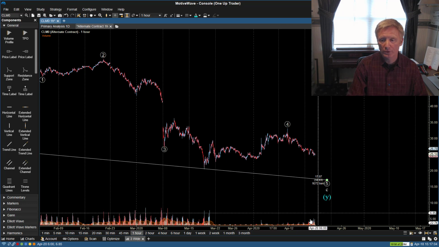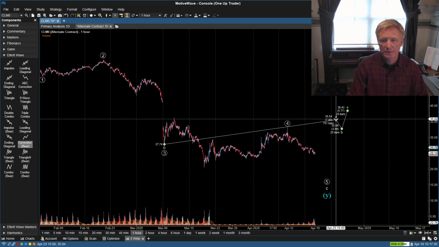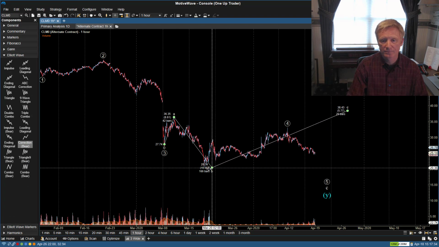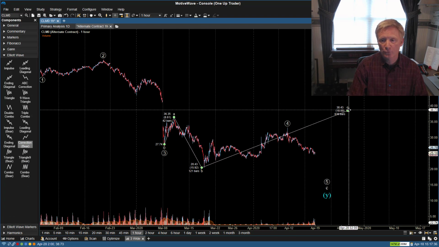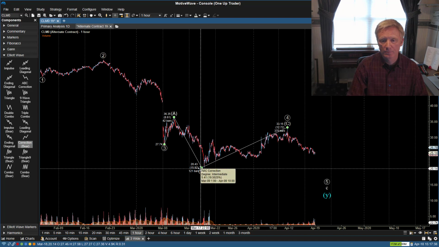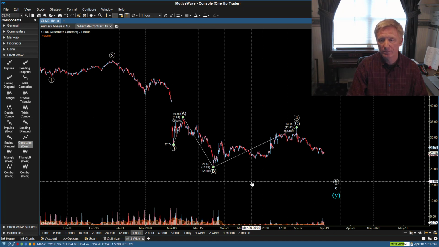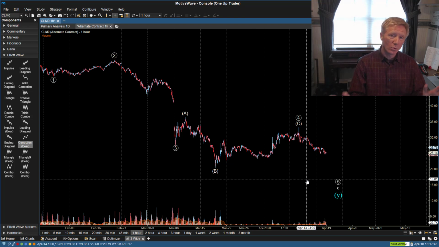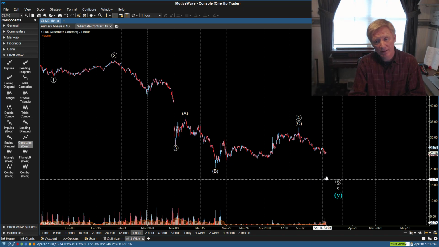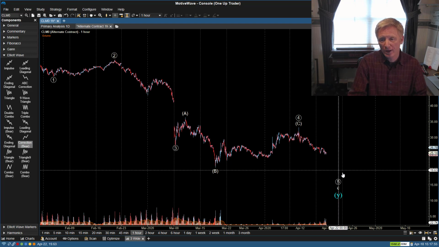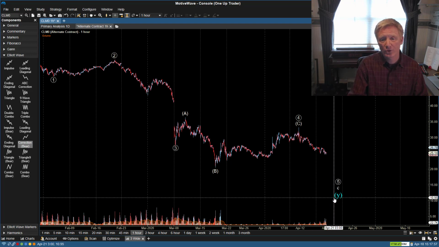Perhaps we're looking for another leg down. Maybe this could be an ABC expanded flat for this 4th wave. And we're coming down for one more wave. So on the last month's contract, it looked like this was the low. It looked like this was going to be the end of this correction. On this contract, it looks like it could come down a little bit further.